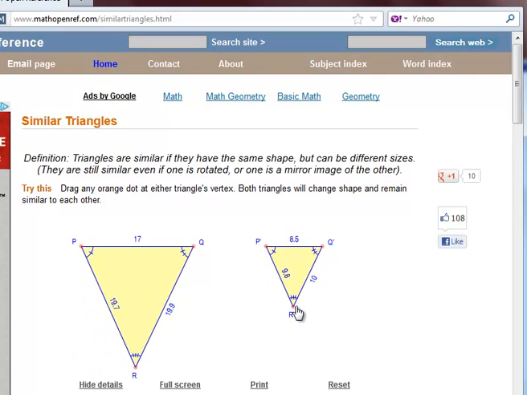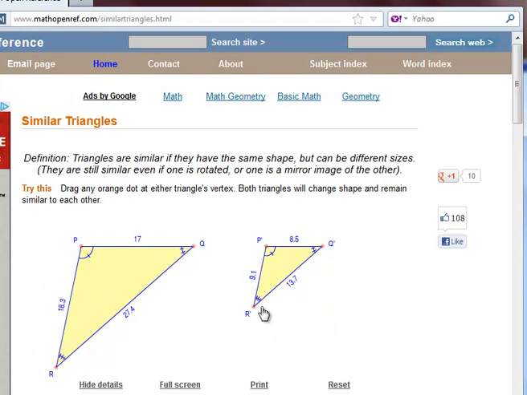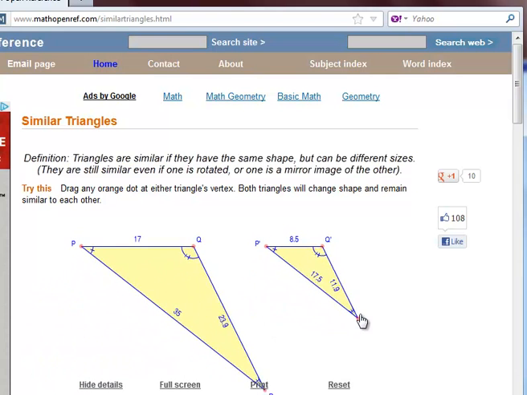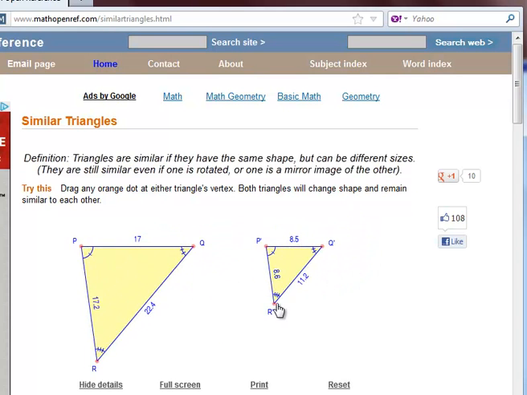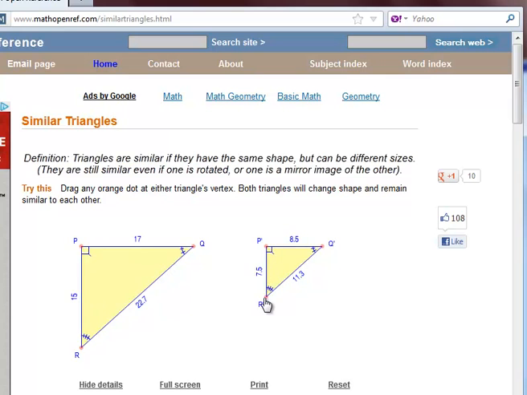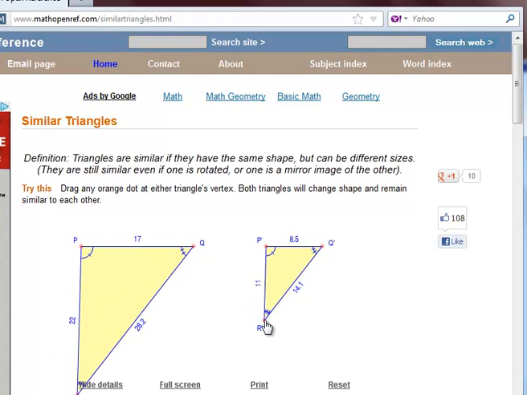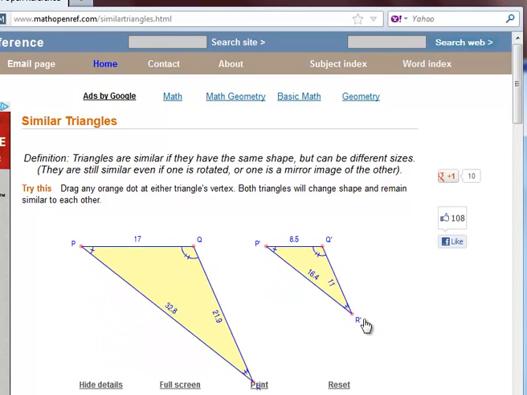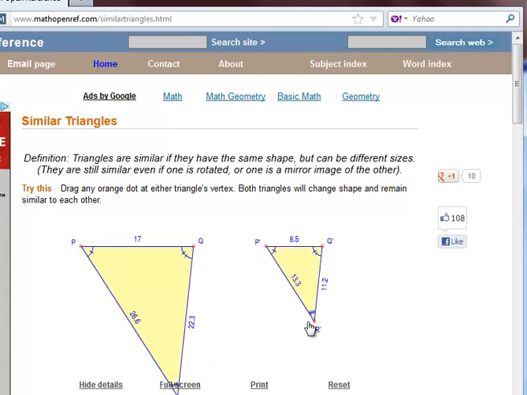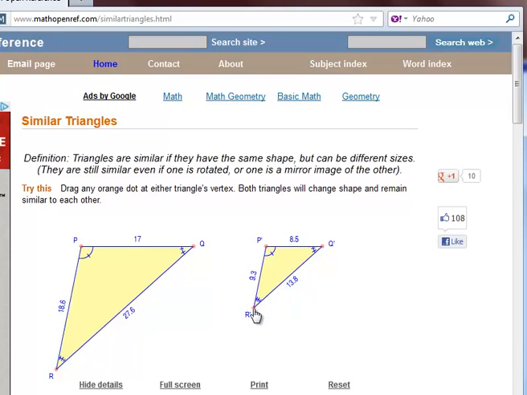But if I move one of the vertices or one of the endpoints, one of the corners, if you will, of the triangle, you'll notice that the shapes stay the same, that the angles are staying the same, but notice how it's recalculating the lengths of the sides. So this means that these are similar triangles. They stay the same shape because they have equal angles, but they don't have to have equal lengths.